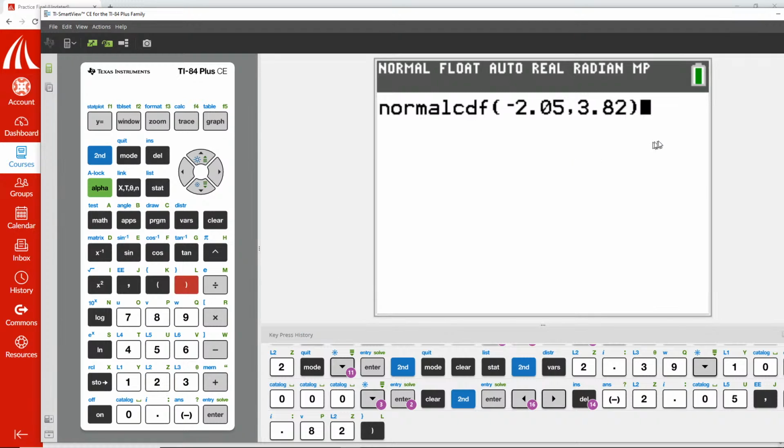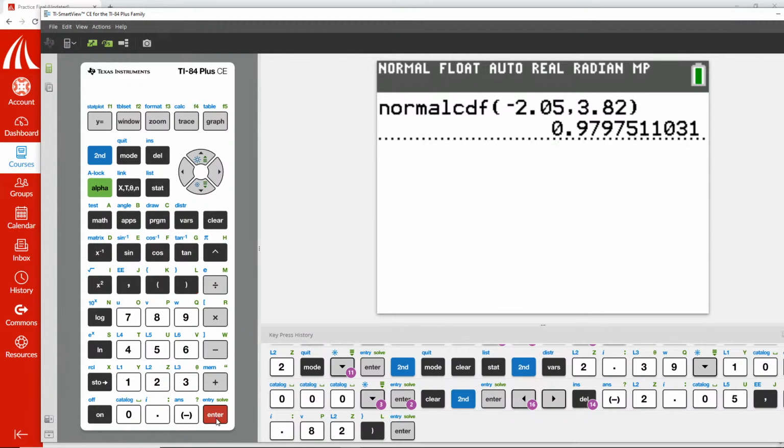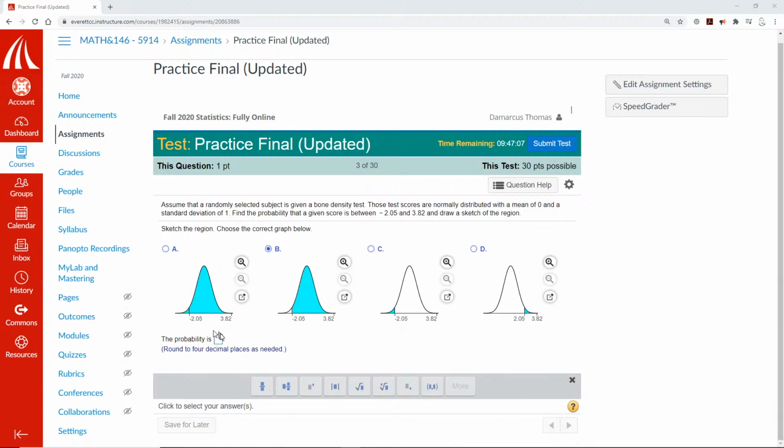And because it's standard normal, you don't even have to put in the mean zero. It's assumed to be true. 0.97975. So my answer will be 0.9798. I'll round that 7 off to the 8. It's closer to 9798 than it is 9797. So that I'm going to put in 0.9798.